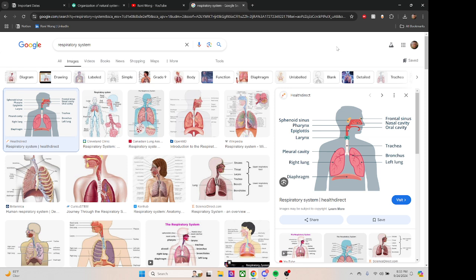For an adult, it's generally 12 to 20 breaths per minute, around that range. The younger you are, the higher your respiratory rate. Children, for example, have 12 to 40 breaths per minute, while infants have 30 to even 60 breaths per minute. It's a bit crazy.